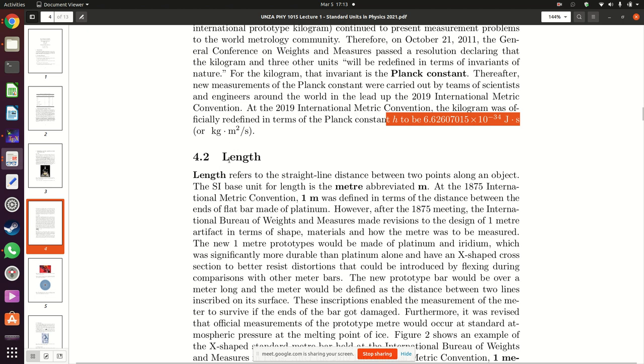Then we moved on to length. We defined length as the distance between two points, but more specifically, the straight line distance between two points on an object. That's what the length is. And the length is measured in meters. Those are the SI units for length, abbreviated m. Length, like mass, used to be defined in terms of an object.